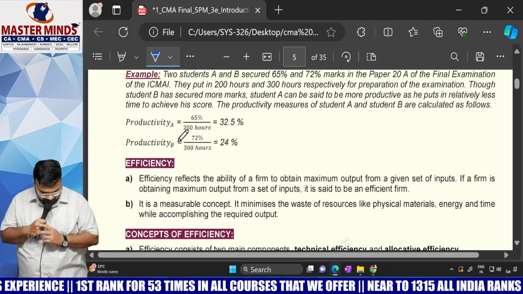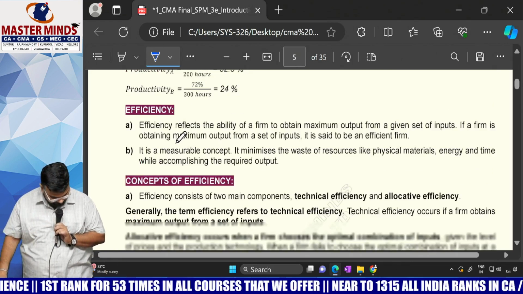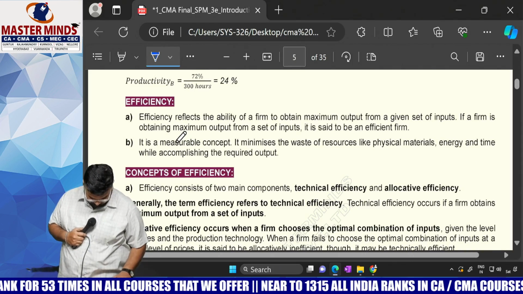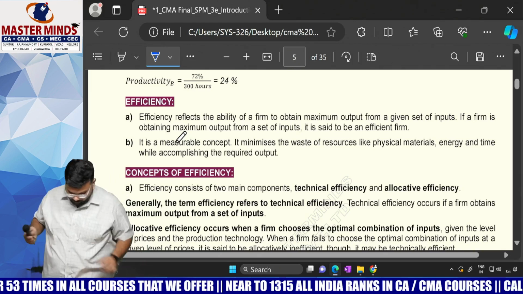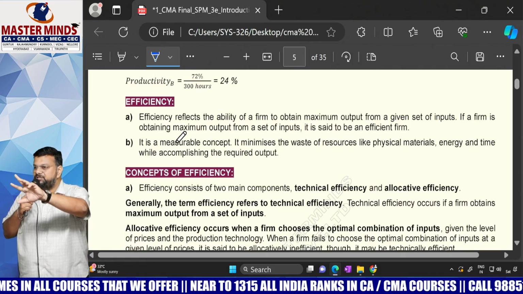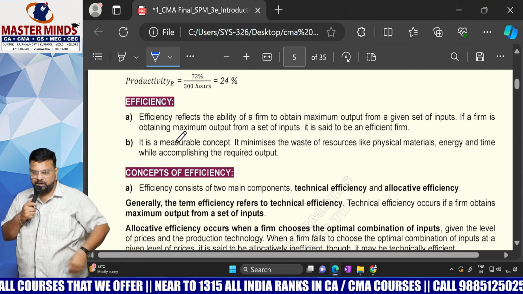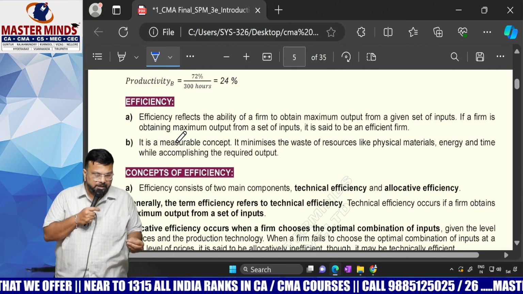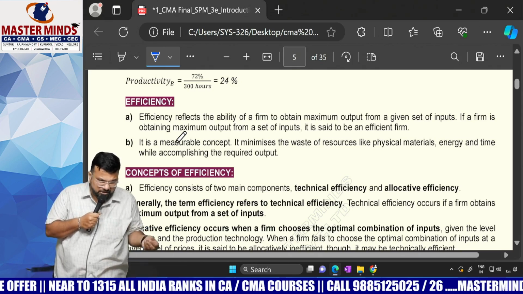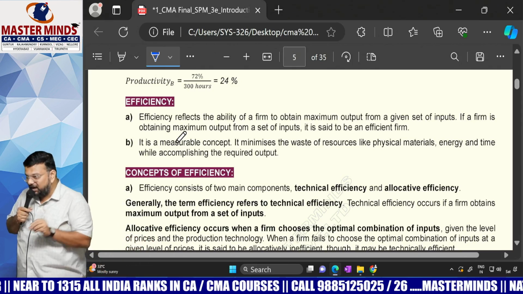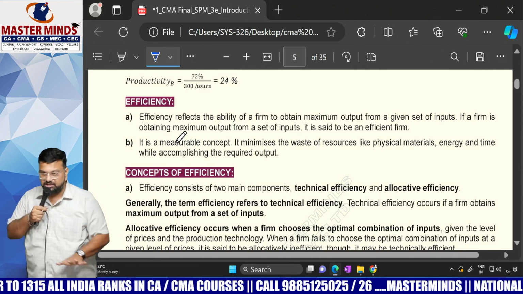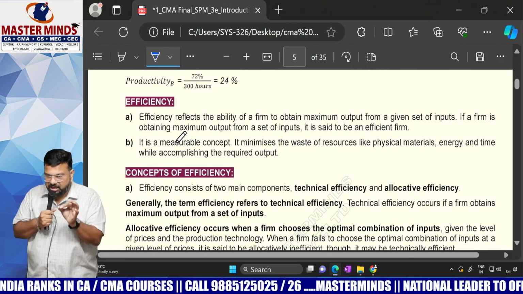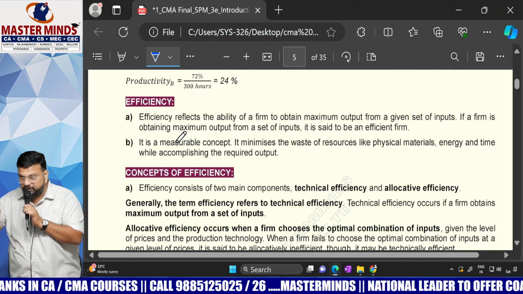Okay, right now, the concept of efficiency. Efficiency consists of two main components, technical efficiency and allocative efficiency. Two types of efficiency, technical and allocative. Technical depends on utilization of resources. Allocative depends on allocation of resources. First thing, resources are abundant or scarce. So you should be very careful when it comes to allocation of resources.